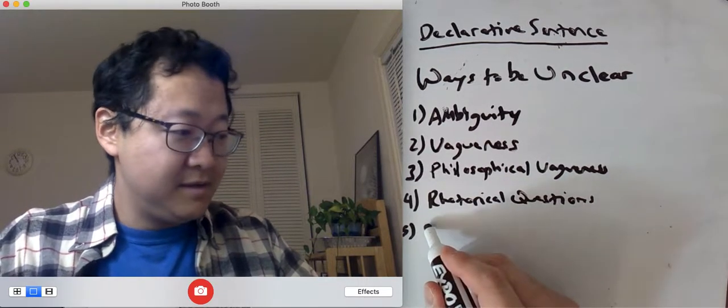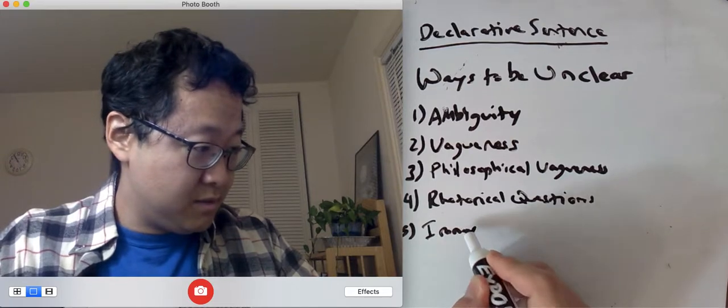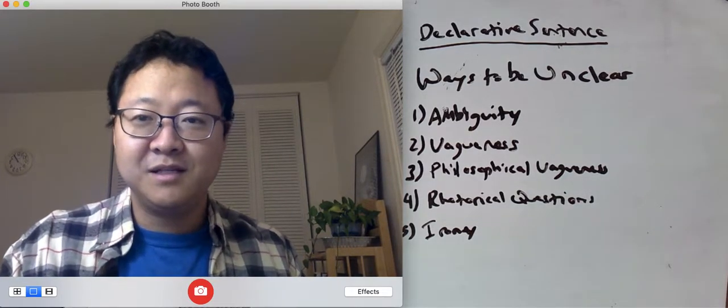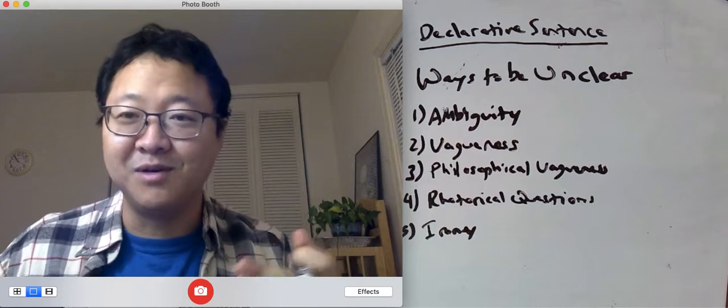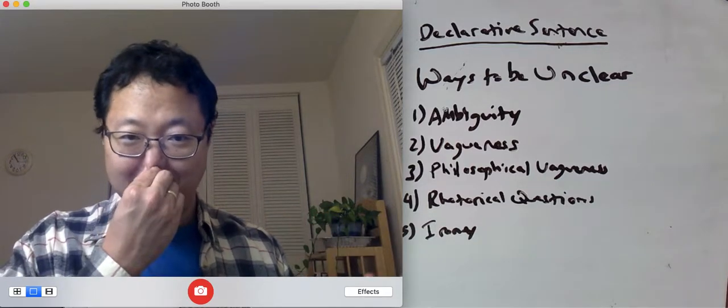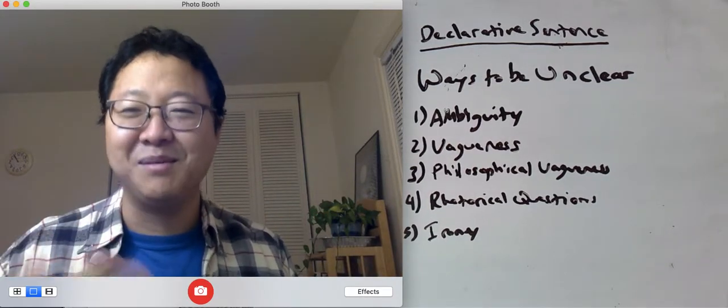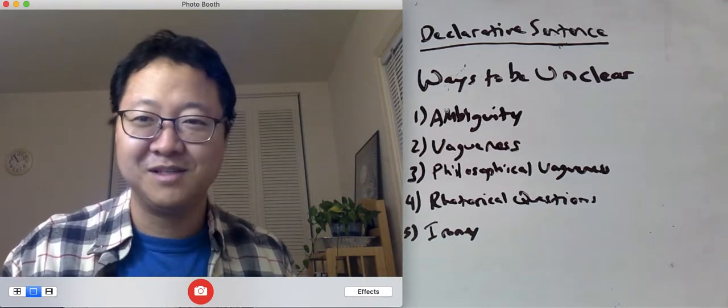5, there's going to be irony, which I call sarcasm. And that's when someone is asserting the opposite of what the sentence normally means, or communicating the opposite of what the sentence ordinarily means.